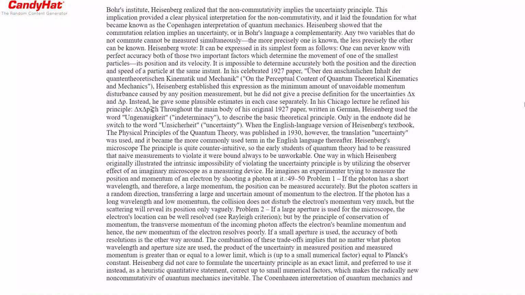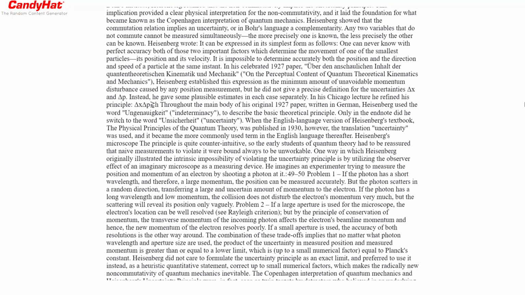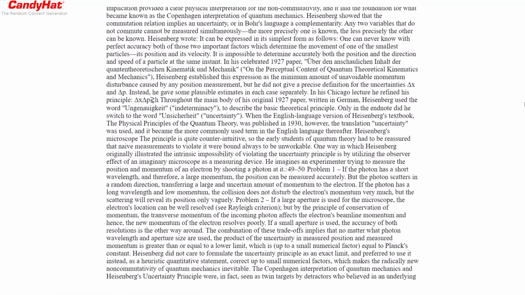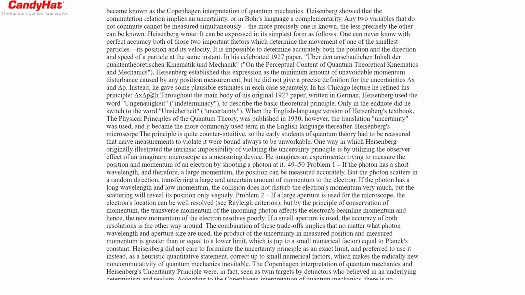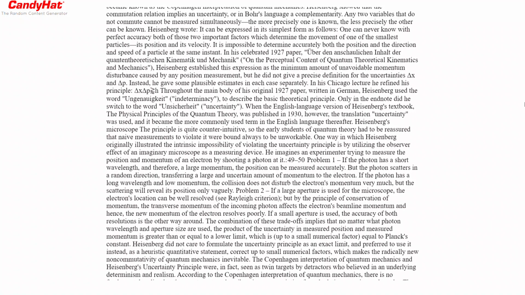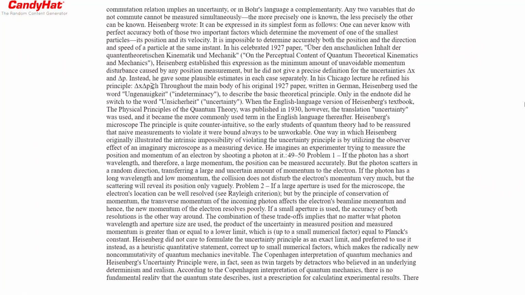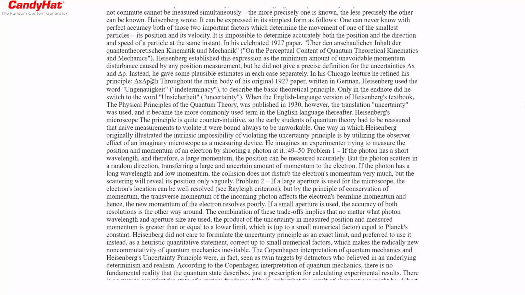Problem 2. If a large aperture is used for the microscope, the electron's location can be well resolved, see Rayleigh criterion, but by the principle of conservation of momentum, the transverse momentum of the incoming photon affects the electron's beamline momentum, and hence the new momentum of the electron resolves poorly. If a small aperture is used, the accuracy of both resolutions is the other way around.